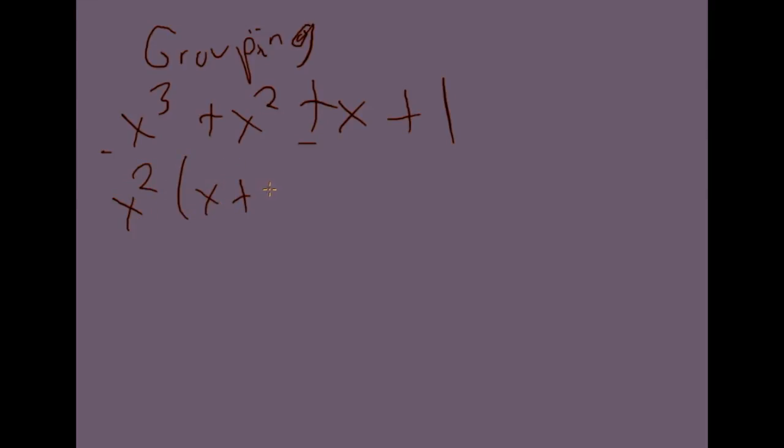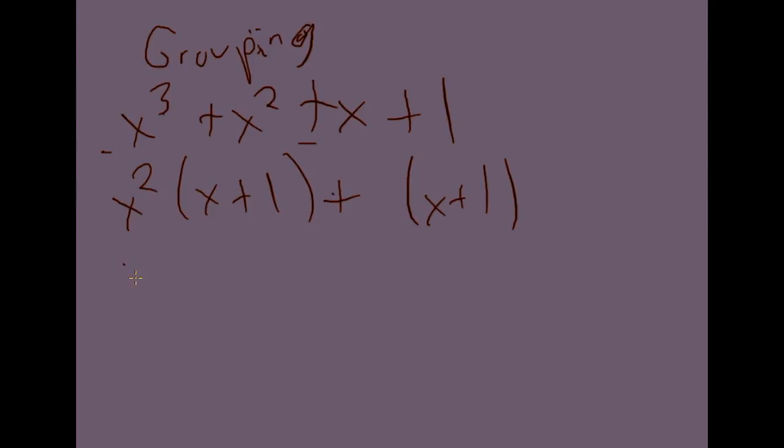So that would be x plus 1. Now if you look at this, x squared times x would be x to the third plus x squared. So it's equivalent. Now what's the biggest number that can go into x plus 1? That would be 1. Now you can put a 1, or you can just leave it blank, okay? Because that 1 is implied. So you've got x squared times x plus 1, plus 1 times x plus 1.